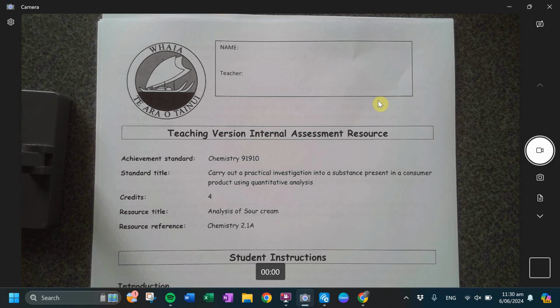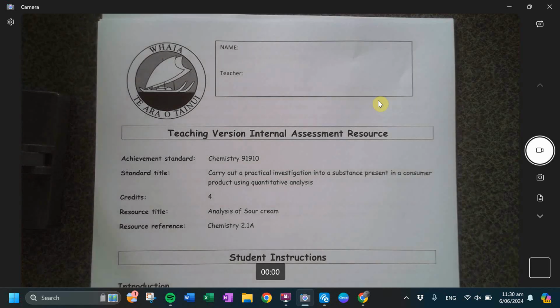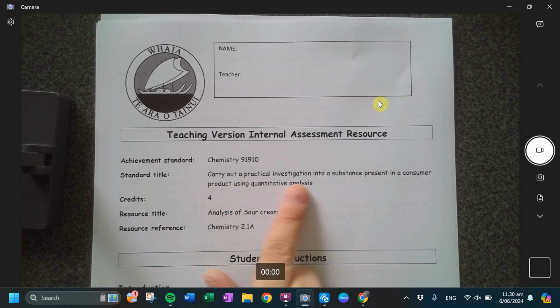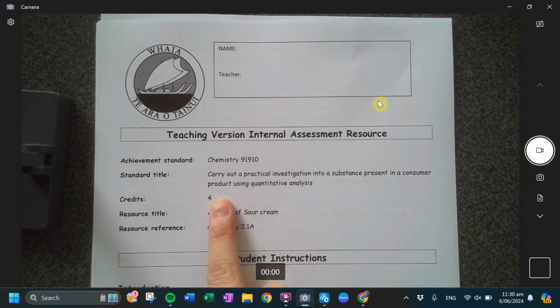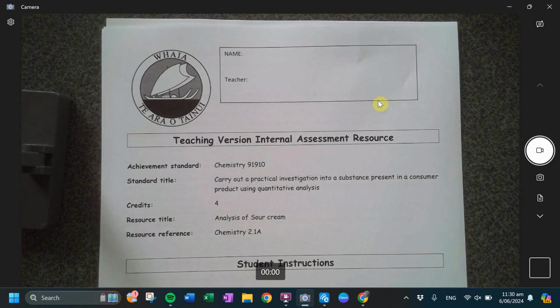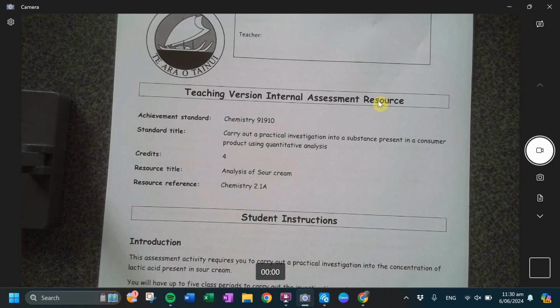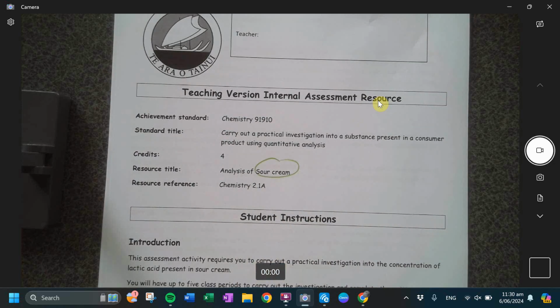You are trying to figure out the presence of, carry out a practical investigation into a substance present in a consumer product using quantitative analysis. So quantitative analysis, we're talking about quantity. So we're trying to figure out the amount of something in a consumer product. So in this first example, we are looking at sour cream. In the practice example that you guys are going to be doing, you guys will be looking at buttermilk, and then the assessment you're looking at vinegar.